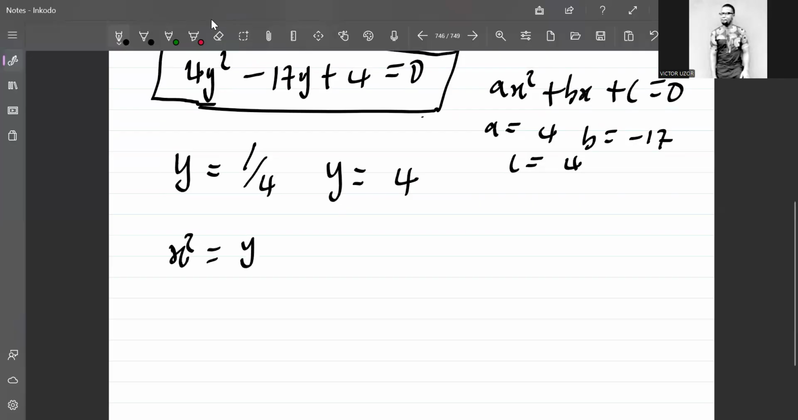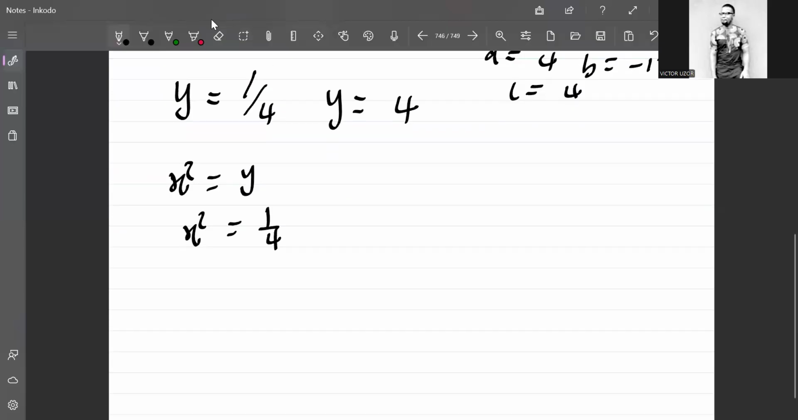So if y is 1 over 4, you now have x squared equal to 1 over 4. Now, for you to get x, what do you do in the mathematics world? You square root both sides. When you square root both sides, you have x equals the square root of 1 over 4.